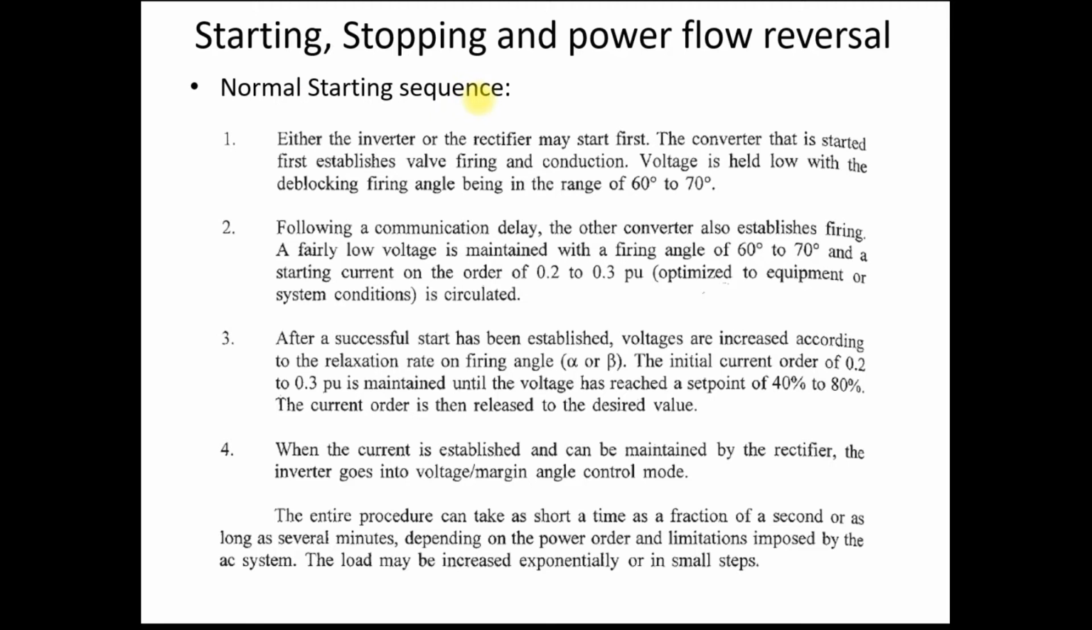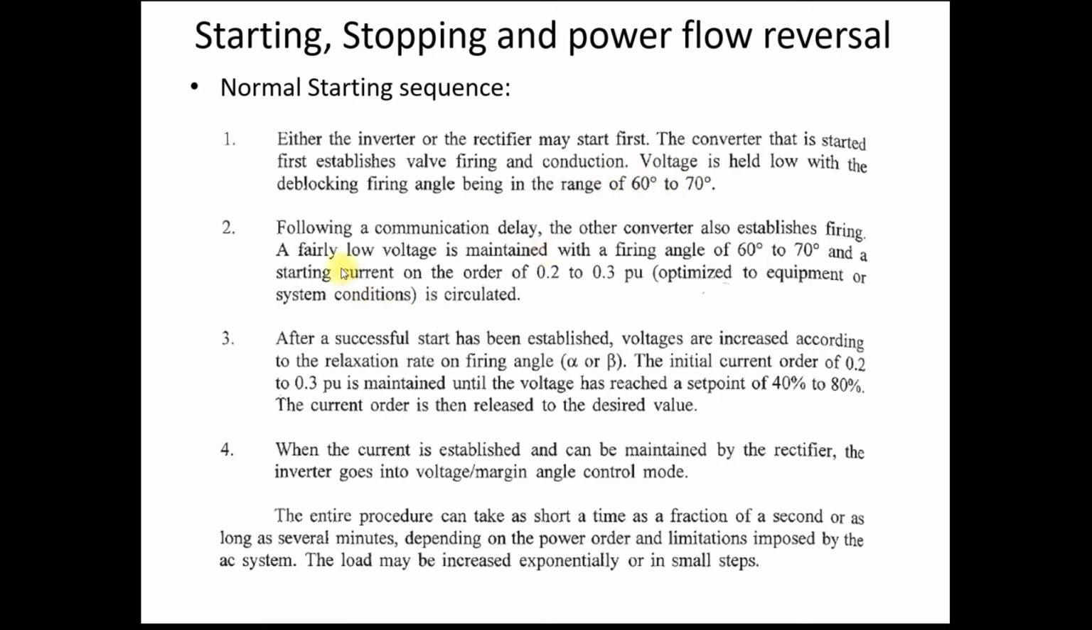If it is already closed, or if it is starting from the beginning, what is the procedure to start the HVDC system? Either the inverter or the rectifier may start first. That is the first step. The converter that is started first establishes the valve firing and conduction, and the voltage is held low with the deblocking firing angle in the range of 60 to 70 degrees. It means that initially, when you start any converter, either rectifier or inverter, you maintain the low voltage by the firing angle in the range of 60 to 70 degrees.